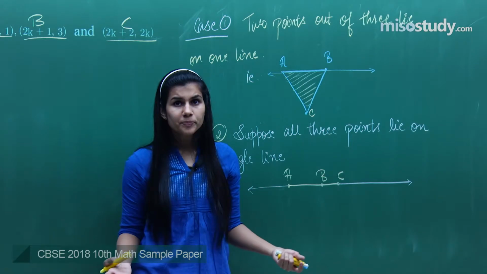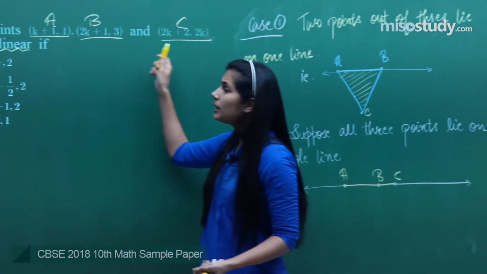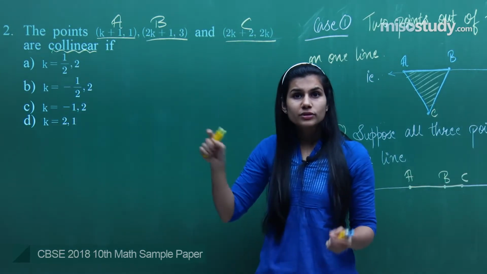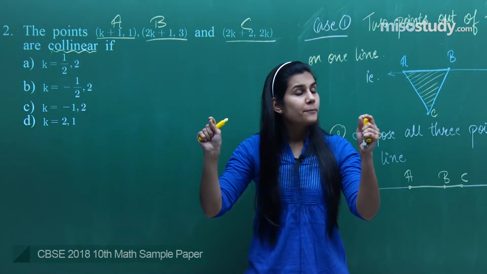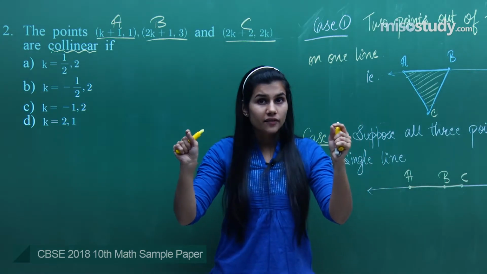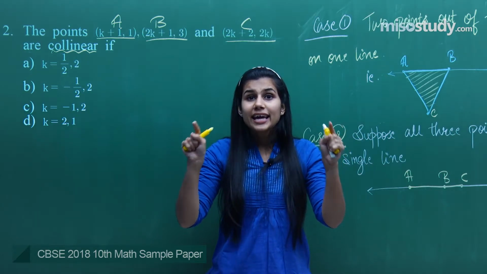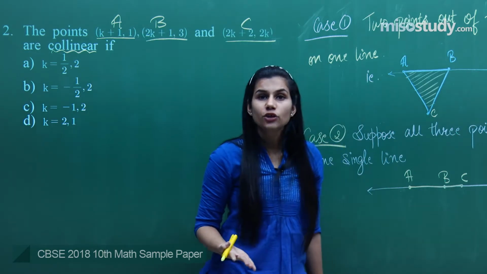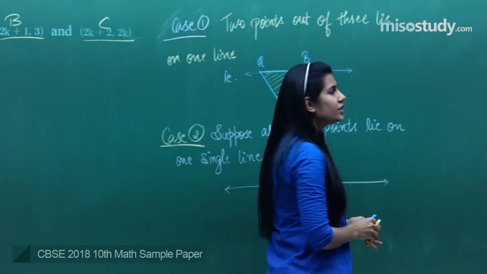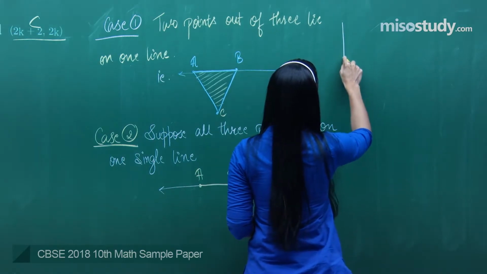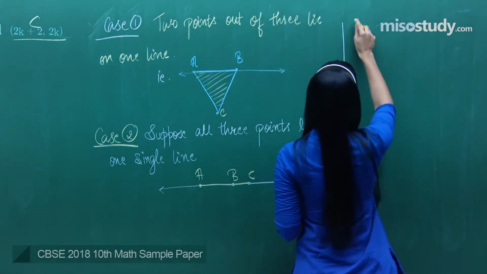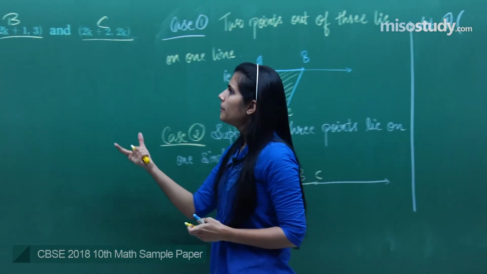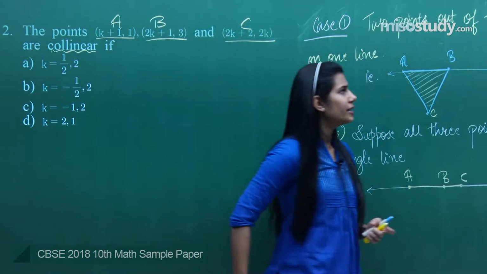I just explained to you. And that is why if these are the 3 points which are collinear, when I join them, I am going to get a straight line. And therefore, I am not going to get a full-fledged good-looking area covering triangle. Or I can say that the area covered by the triangle formed by joining these 3 points is 0. And that is what we are going to use in our proof. Let A be the first point which is (k+1, 1).